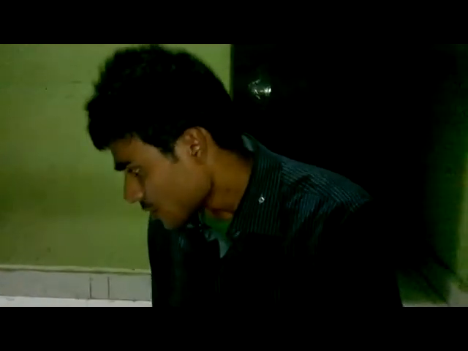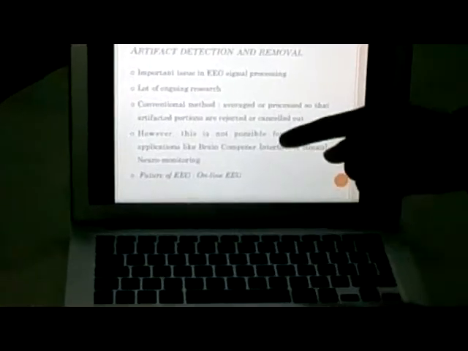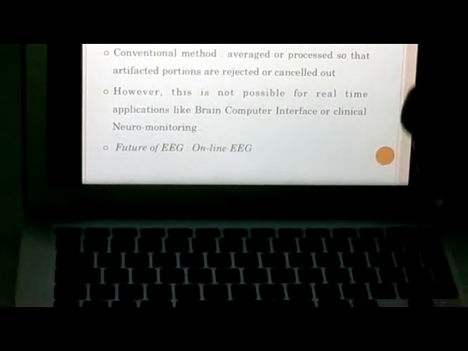I was not sure at the beginning of the project whether I would get a perfectly clear signal or not. So I was just trying. Future of EEG: online EEG, which means that at the time of recording the EEG signal, you will get a perfect signal without noise and everything else.